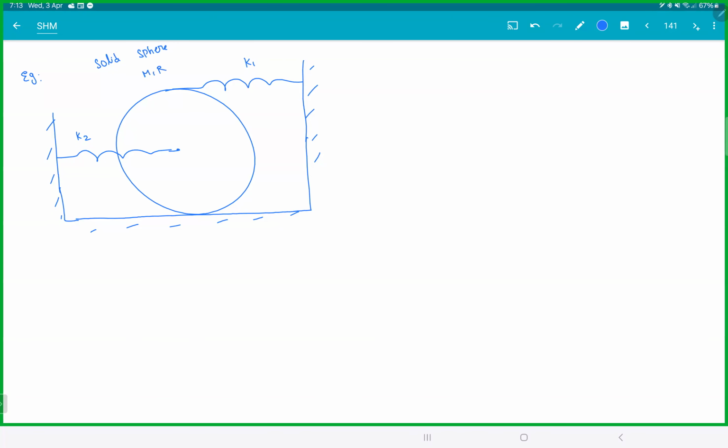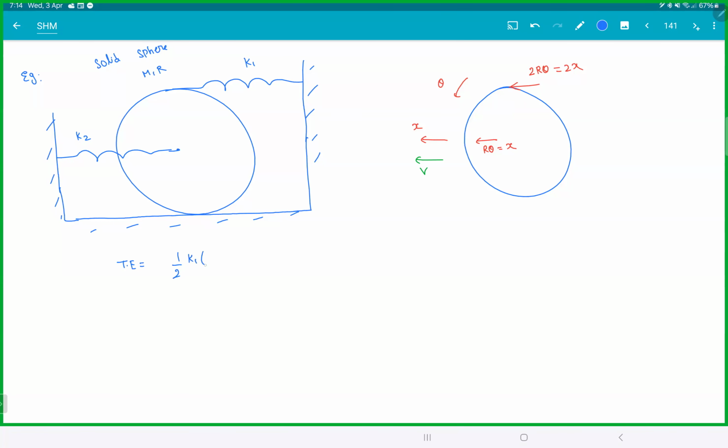Displaced by theta. So let this thing go by x, rotate by theta. So this will be 2r theta. This will be r theta. This is x, so this is 2x. Let the velocity be v. What is the total energy?